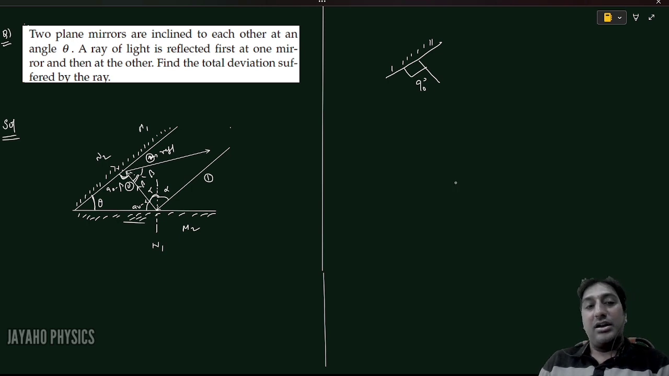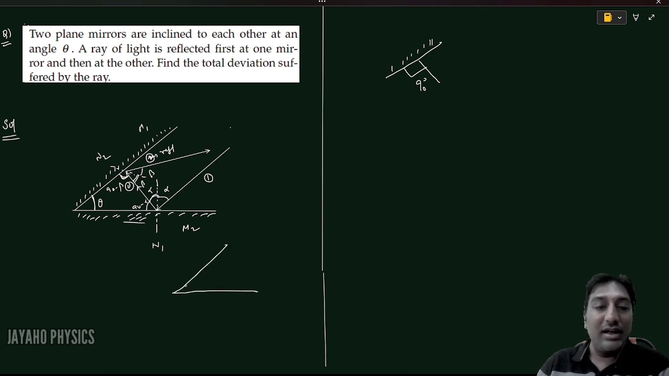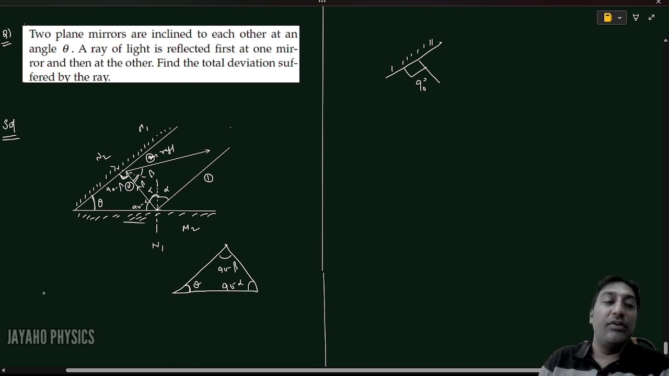If you look at that particular triangle, the final triangle looks like this. If you can see very carefully, this angle is equal to theta, this angle is 90 minus alpha, and this angle is 90 minus beta. First of all, what is the relation between alpha and beta? We know that the summation of all three angles in a triangle is equal to 180.